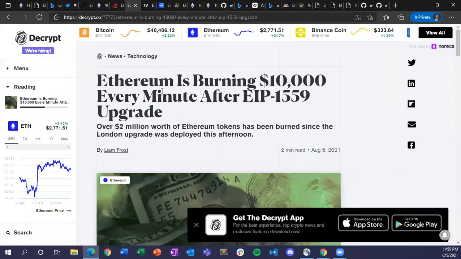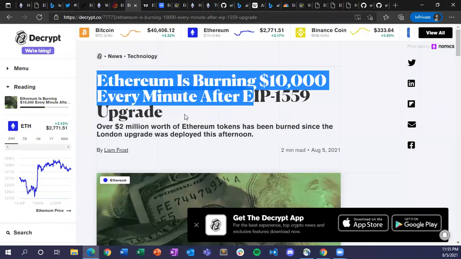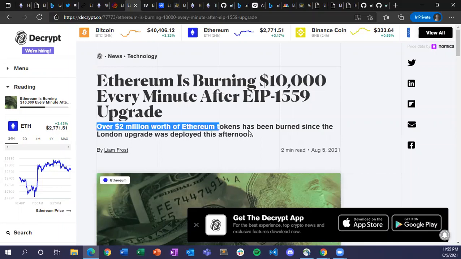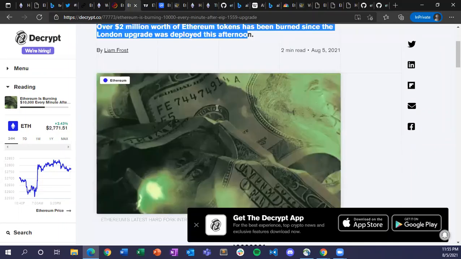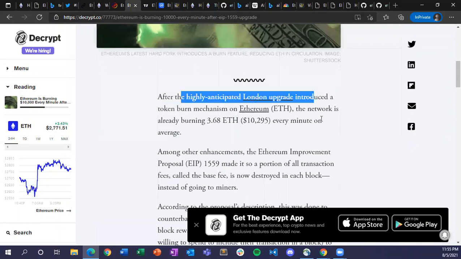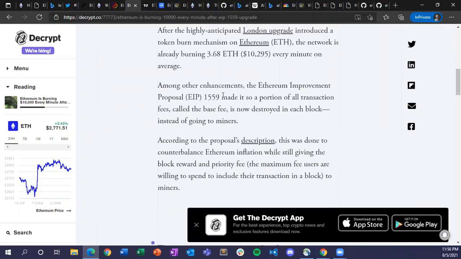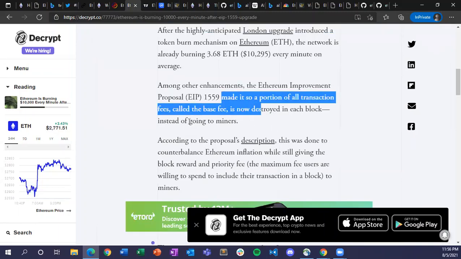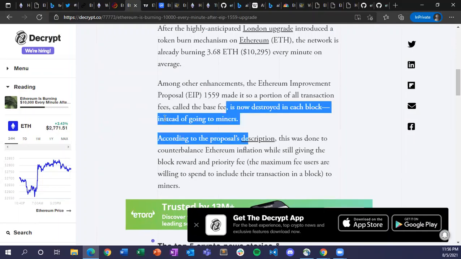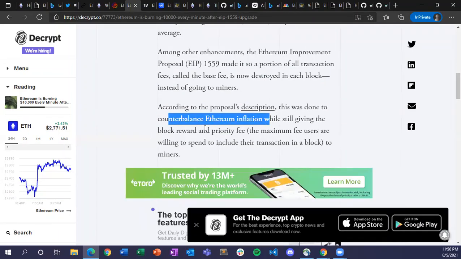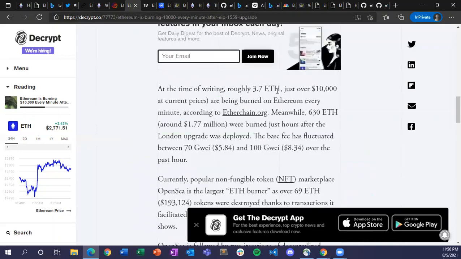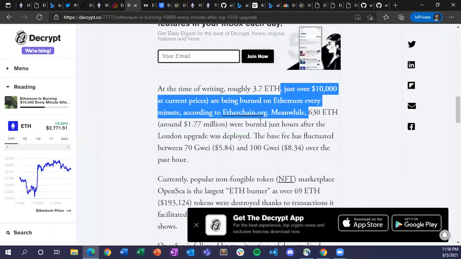Speaking of fees, now Ethereum is burning $10,000 every minute after the upgrade. So over $2 million worth of Ethereum tokens has been burned since the London upgrade was deployed this afternoon. After the highly anticipated London upgrade was introduced to Ethereum, the network is already burning 3.6 ETH, or about $10,000 every minute on average. EIP 1559 made it so a portion of all fees is now destroyed instead of going to miners. This was done to counterbalance inflation while giving the block reward and priority fee to miners. So roughly 3.7 ETH, just over $10,000, are being burned every minute according to EtherChain.